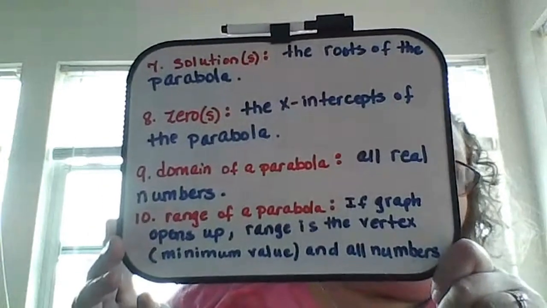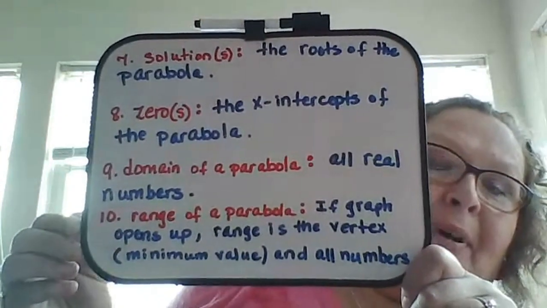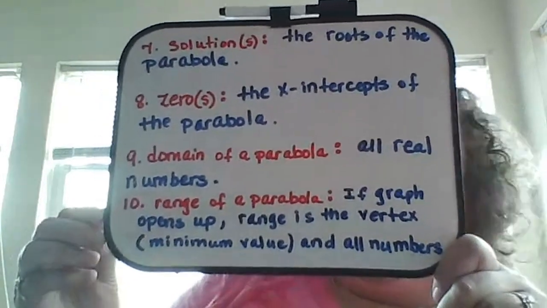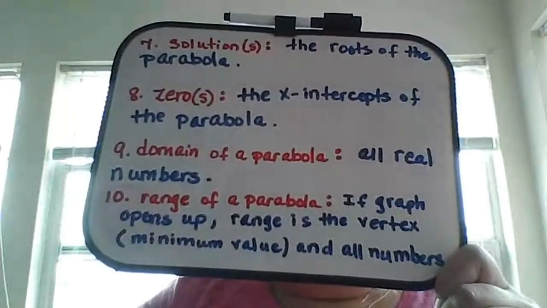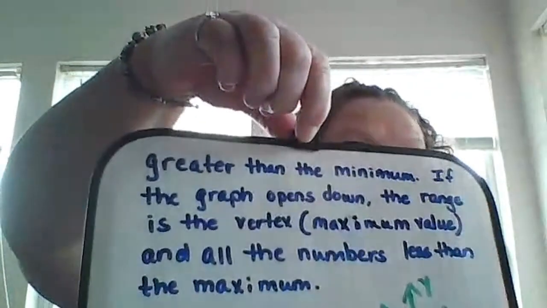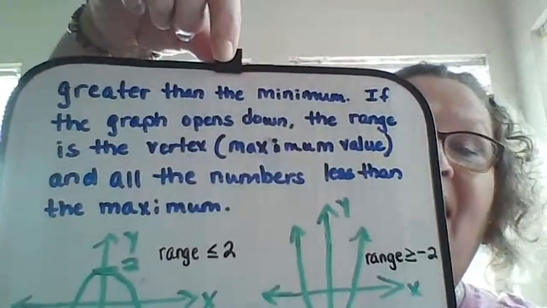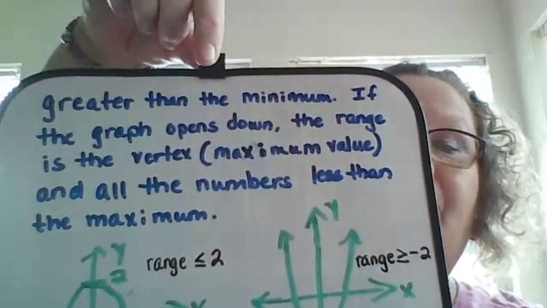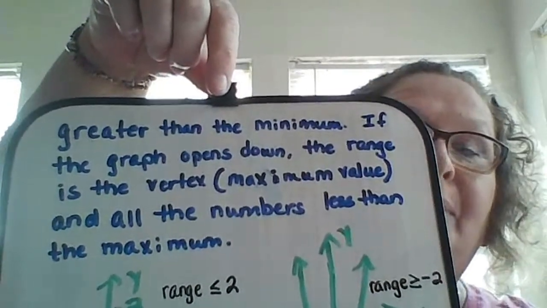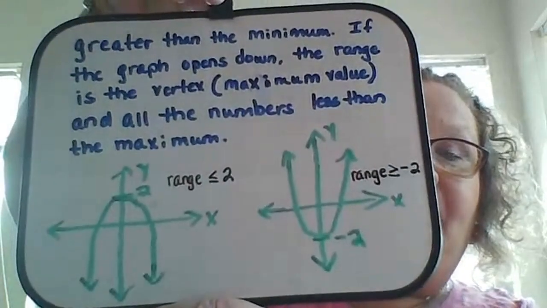The range is a little bit more complicated than the domain. If the graph opens up, then the range is the vertex or the minimum value, and all numbers greater than the minimum. If the graph opens down, then the range is the vertex, which is the maximum value, and all the numbers less than the maximum. And I've given you two graphs here to show you.